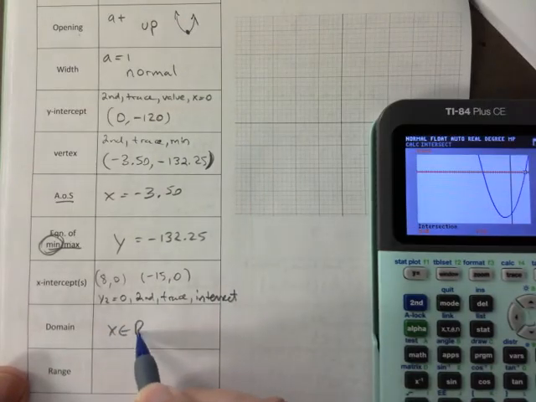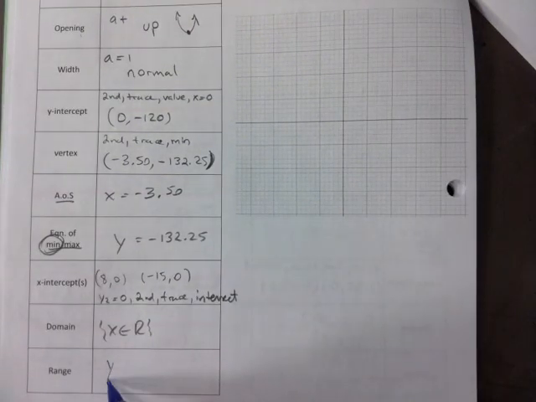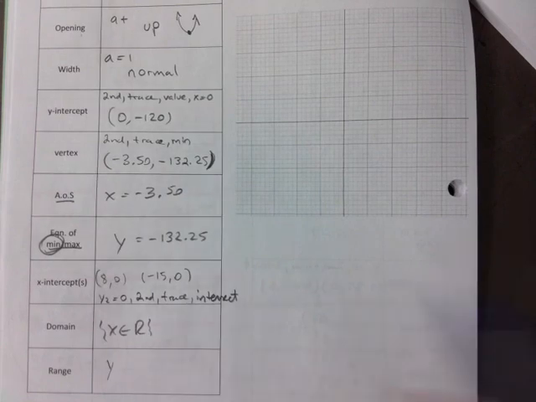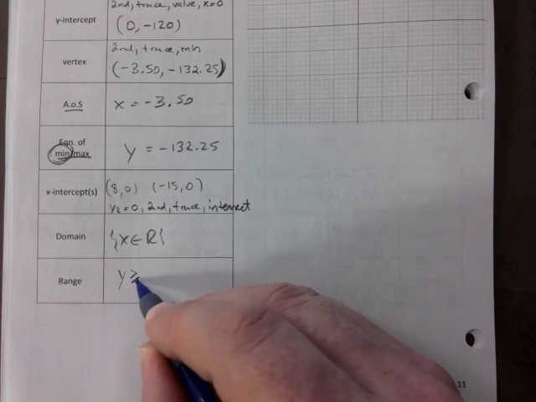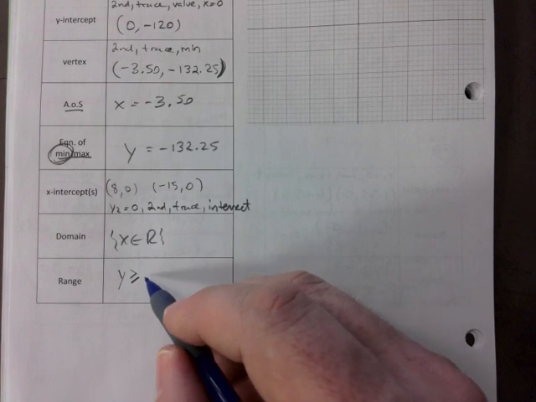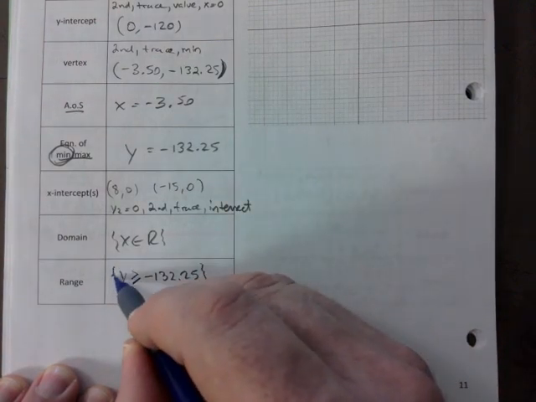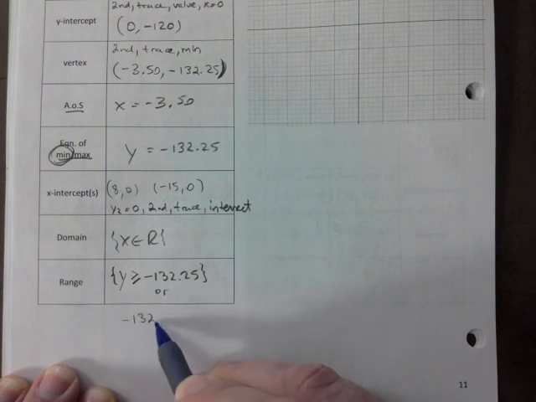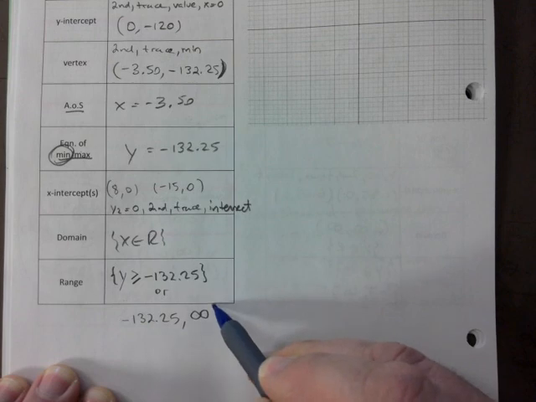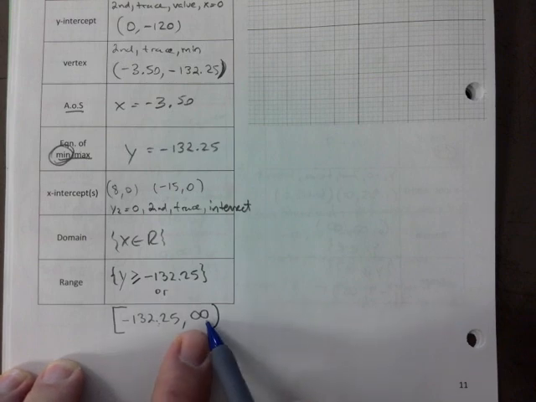The domain, I like this one the most. In this case, it's easier, but you do whatever you want to do there. The range, how would this go? Y, it's pointing up, right? So Y has to be greater than or equal to the Y value of the vertex. Or you can write it negative 132.25 to infinity, and it has to have round here, square there. Smallest followed by the greatest number, right? That's how it goes.